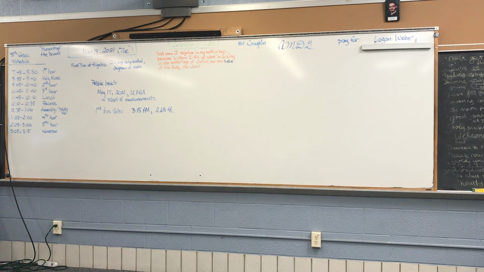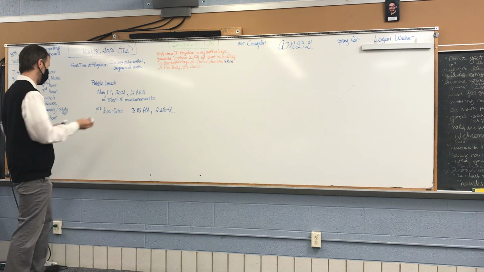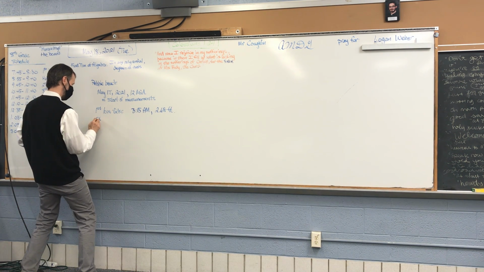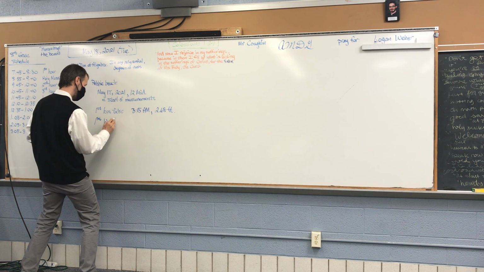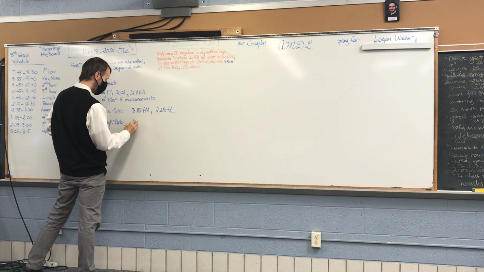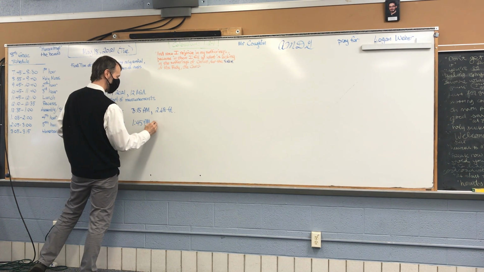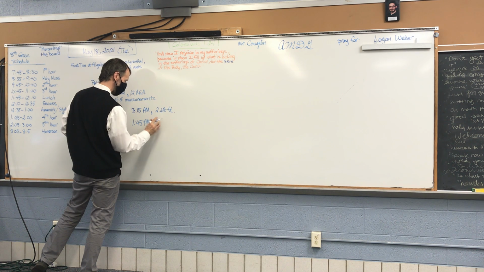What else? There was one other event that we measured. Anybody have it? The first high tide. What time of day? It was at 1:45 p.m. And what height? 6.88 feet.